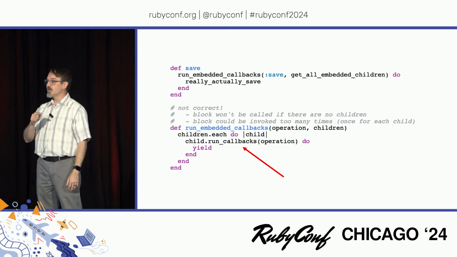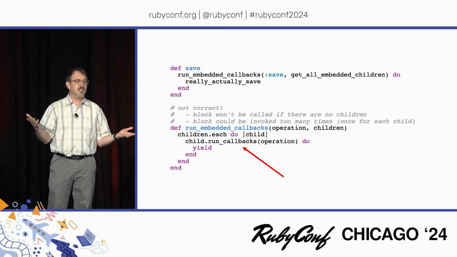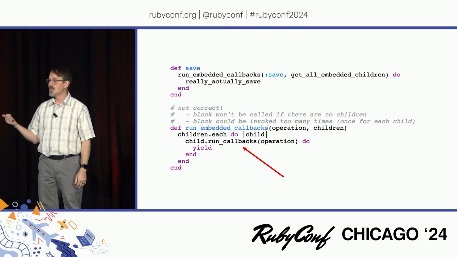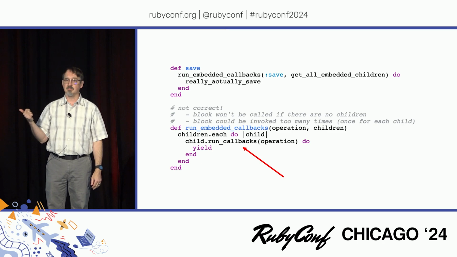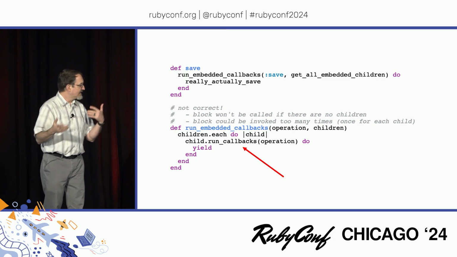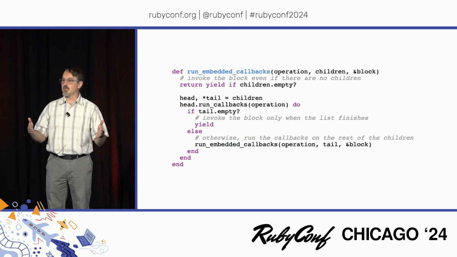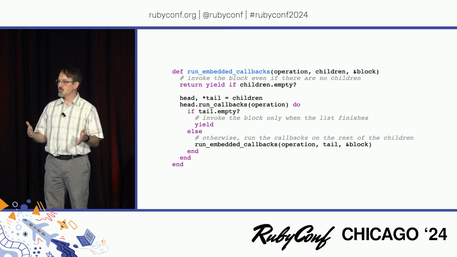Also, because this is happening for each child, he's now invoking that block. If there's 10 children, he's invoking that block 10 times. He's saving the top level document 10 times, and that is definitely not the intent. So he has to go back to the drawing board a little bit. This is what he came up with then. This is the recursive implementation.